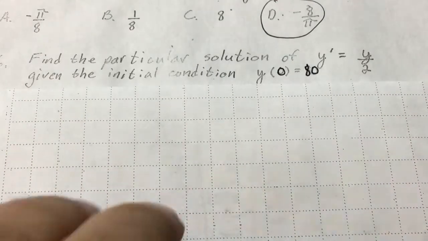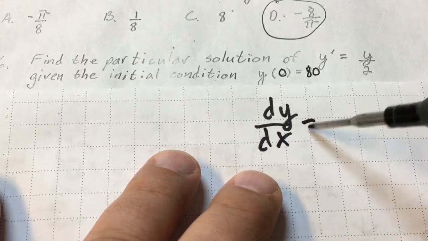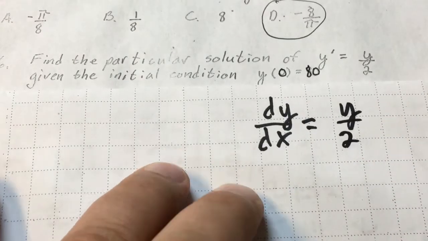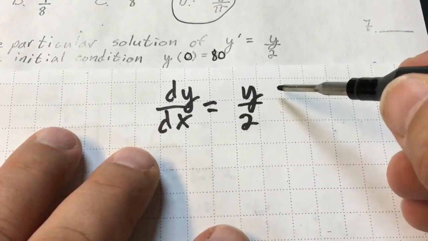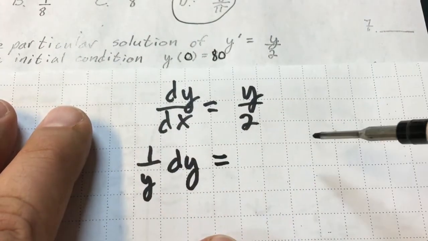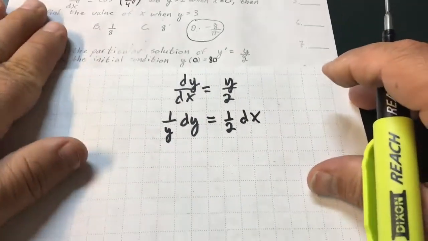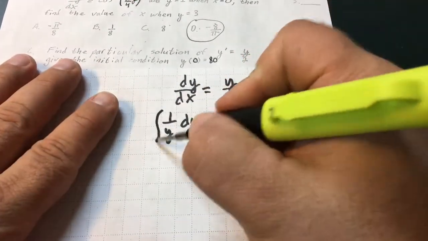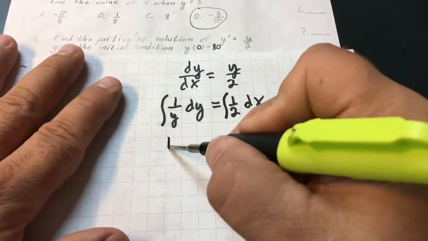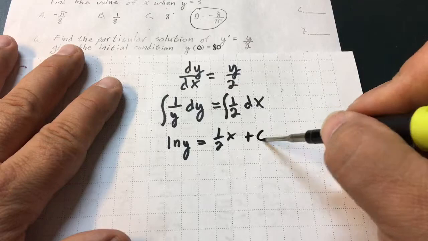Number 6. I have the differential y prime equals y over 2. So I'm going to rewrite it as dy over dx equals y over 2. I want to separate the dy dx, so I'm going to bounce that over to the right side and divide both sides by y. So this is going to give me 1 over y dy equals 1 over 2 dx. Next step in the process is take the integral of both sides. The antiderivative of 1 over y is ln y equals 1 half x plus c.